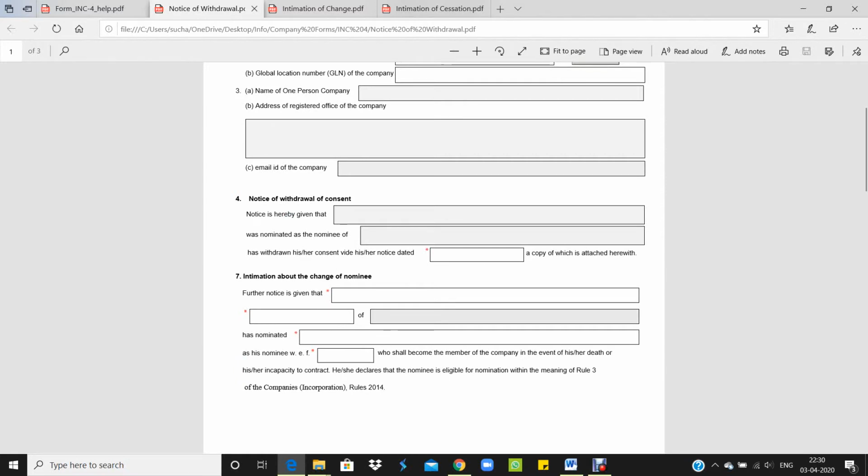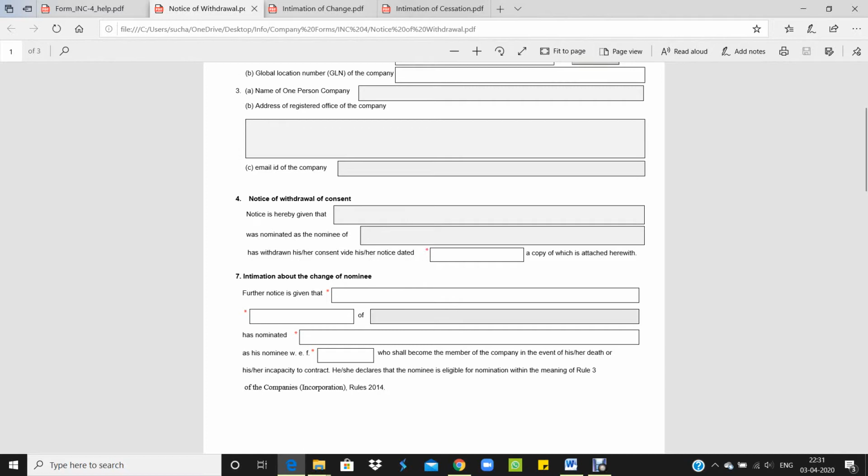Suppose you take X and Y, where X is the subscriber and Y is the nominee. Y, the nominee, doesn't want to continue as a nominee of the One Person Company. He has given the written consent. So how will he give the notice? Notice is hereby given that Y, why? Because he is the nominee, was nominated as the nominee of, suppose you say X Limited, an X One Person Company, then you can mention the One Person Company name here.